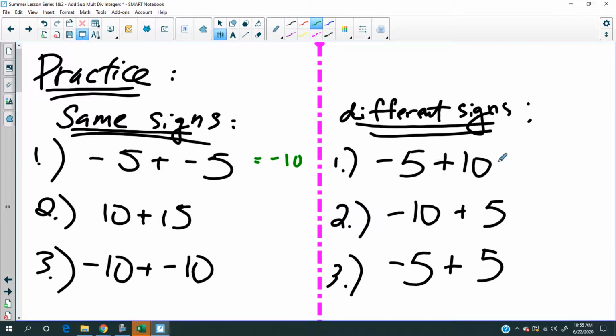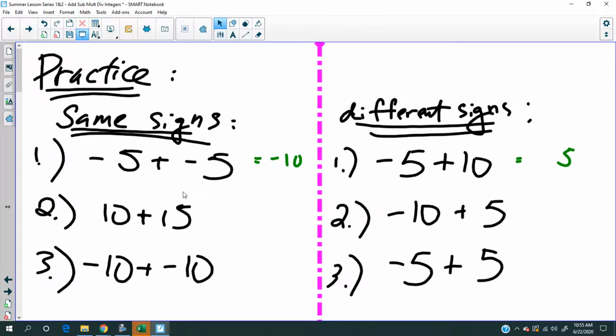Okay, what about this one? Different signs. What's the rule when you have to add with different signs? Subtract the numbers, keep the sign of the larger number, so it's positive. Okay, now actually that's all I need to practice with you.